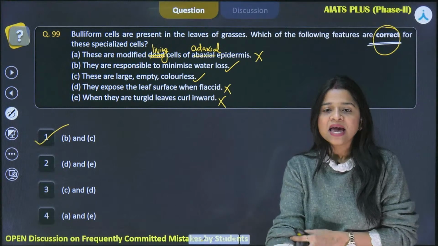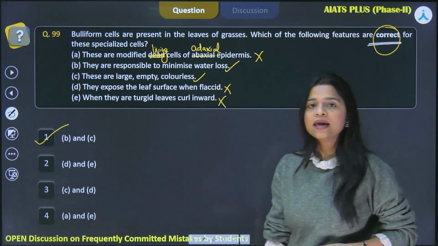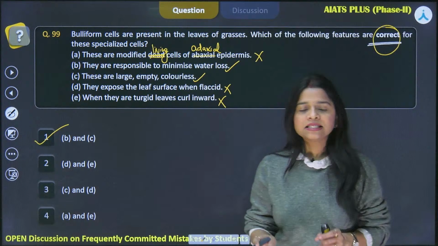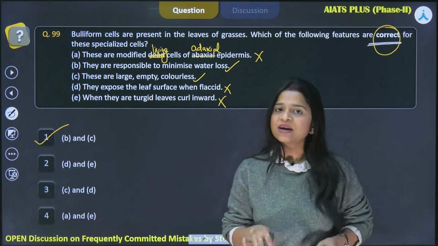Very good, Poonam. Yes, that is absolutely true. Clear with this? I hope the characteristic features of bulliform cells are clear and you will not commit such mistakes.